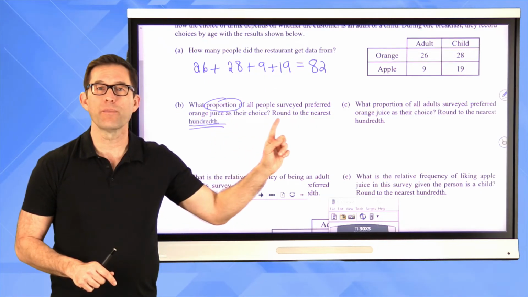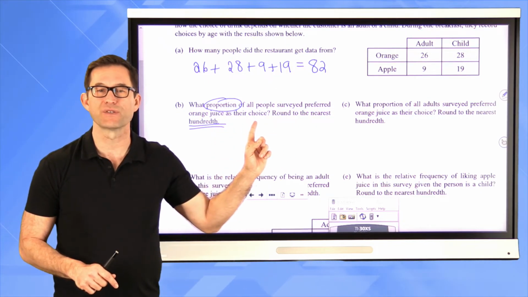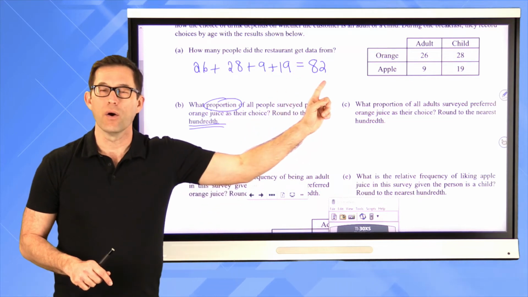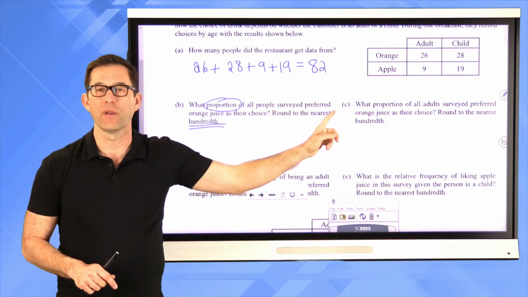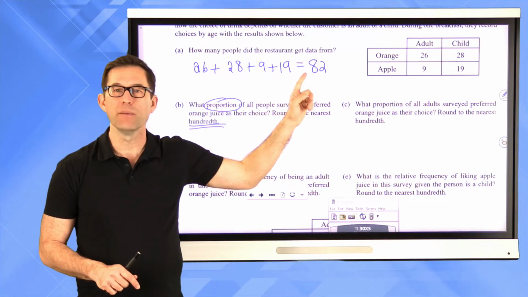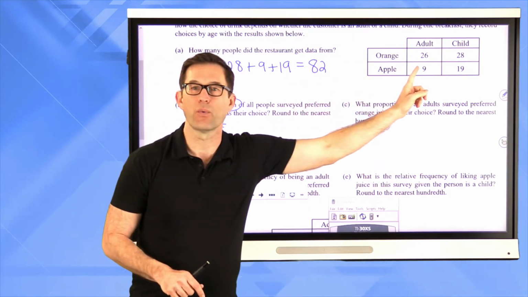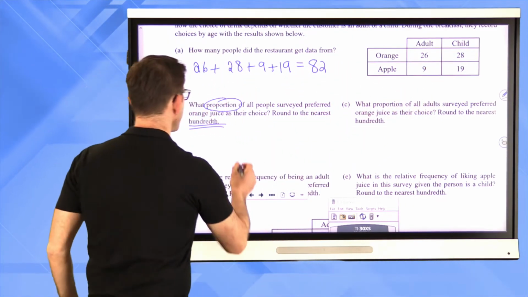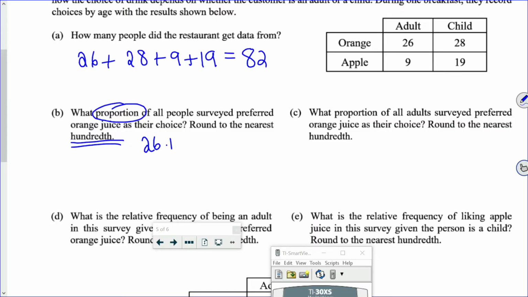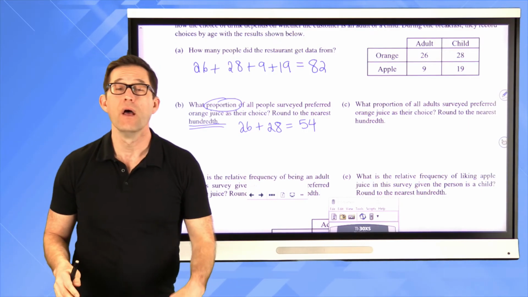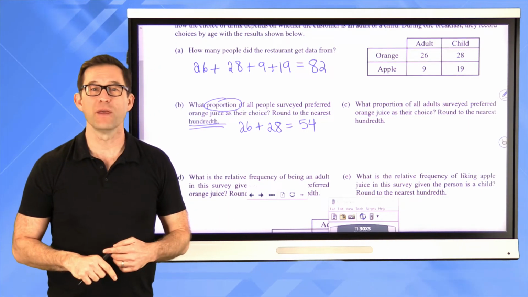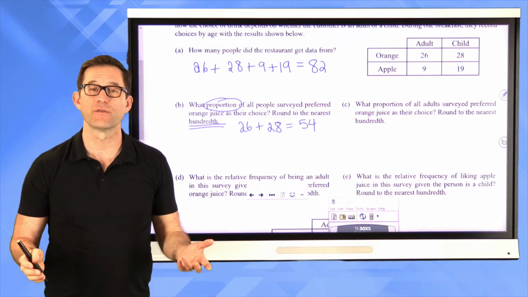What proportion of all people surveyed preferred orange juice as their choice? Well, we know then that we're working with all people, 82 people. How many people liked orange juice? Well, that was 26 plus 28, so let's figure that out. The frequency, 26 plus 28, that's 54. So 54 people is actually the frequency of the people who chose orange juice as their favorite drink.